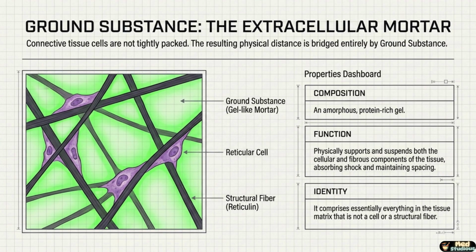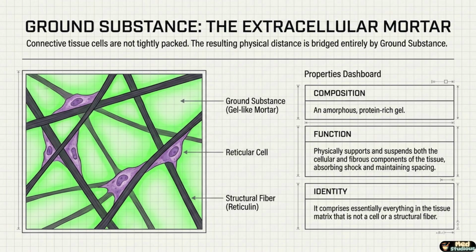Now, what surrounds these silver-stained fibers? The ground substance. In reticular connective tissue, the resident cells are not packed tightly together like bricks in a wall. There is a significant physical distance between them, and this gap is bridged entirely by the ground substance. From a composition standpoint, this substance is a clear, highly amorphous, protein-rich gel. Its primary function is to act as a biological shock absorber. It physically supports and suspends both the cellular workforce and the fibrous reticulin network, maintaining the precise 3D spacing required for the organ to function.